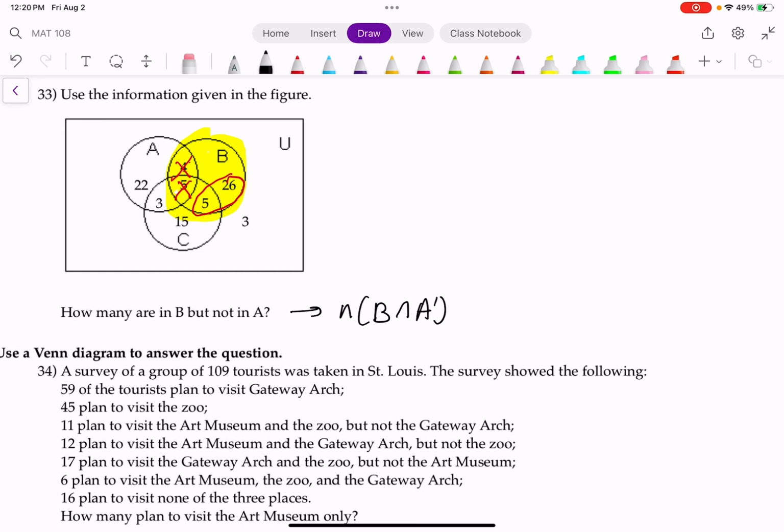Because I want to find the number of elements in each of those sets, I'm going to add 26 with 5, and that's going to give me 31. And that is the answer to question number 33.